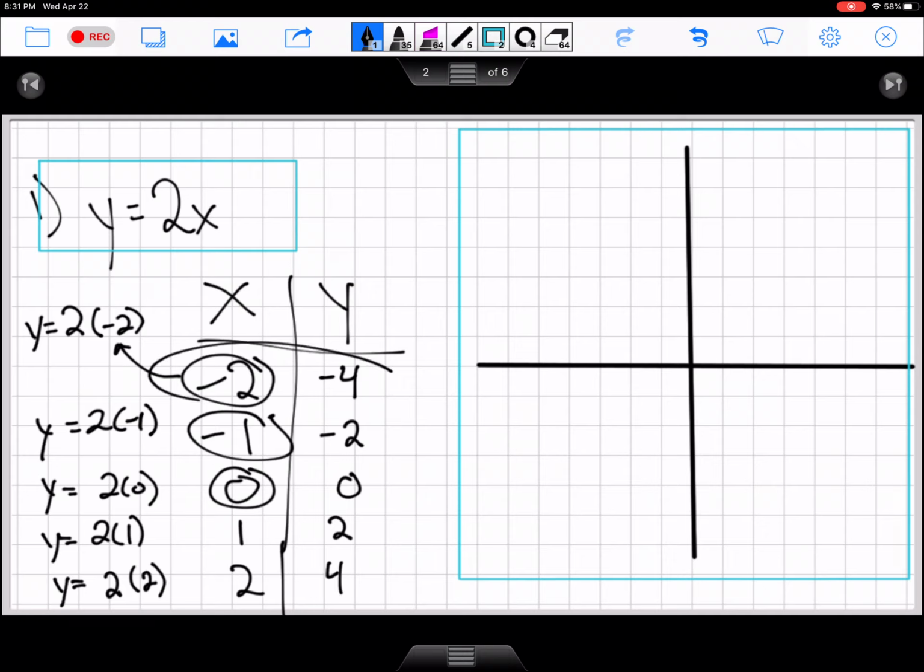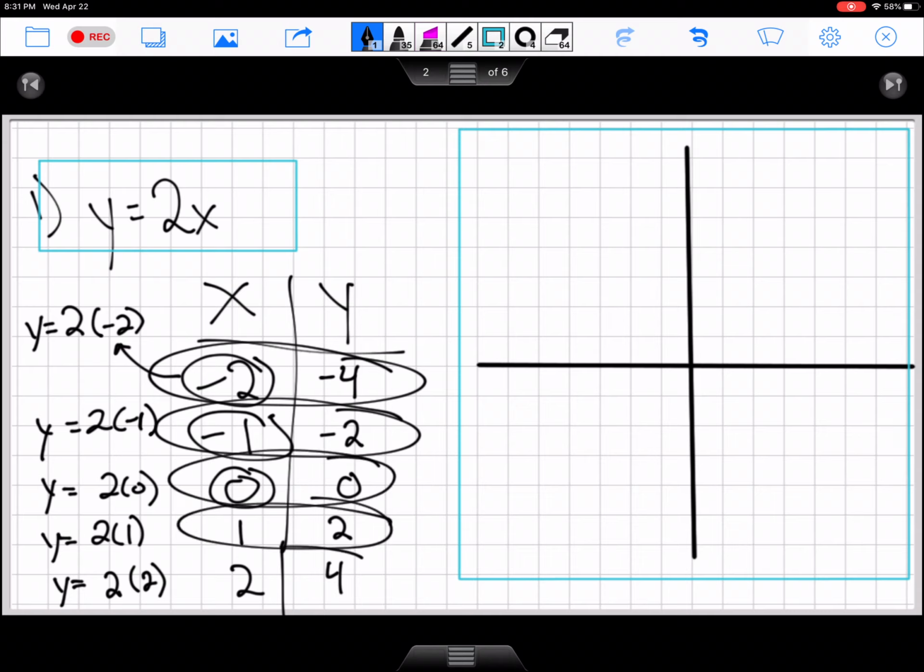And what each one of these gives me is an ordered pair on my graph. And I can graph ordered pairs. So -2, -4 would be right here. -1, -2 would be right here. 0, 0 would be right there. 1, 2, and 2, 4. And if you think back to the last lesson we did, this is a proportional relationship. It goes to the origin, and it is a straight line. So there's the first one.